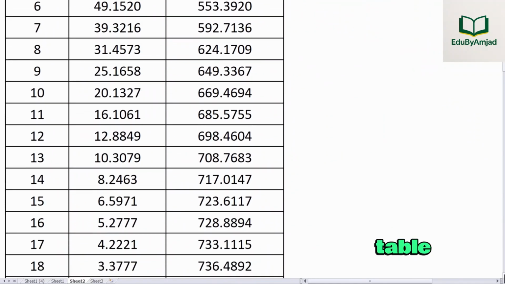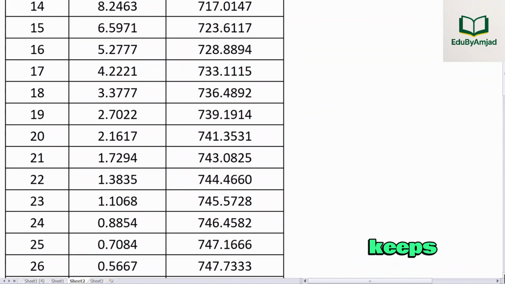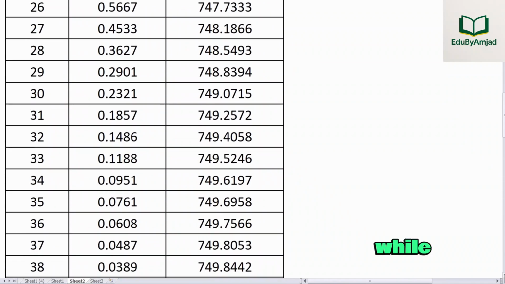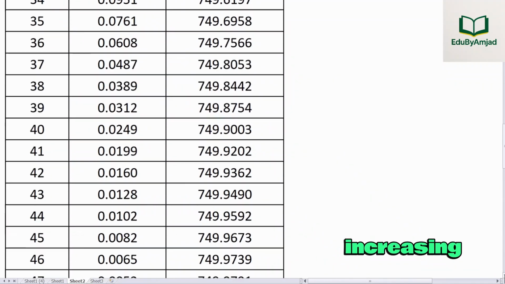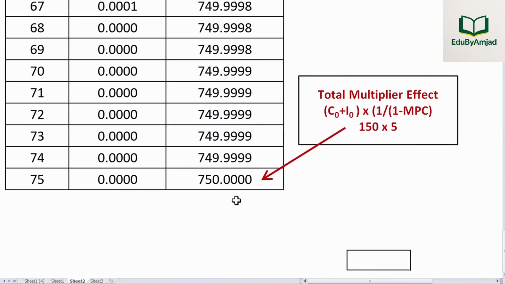As we move down the table, incremental expenditure keeps decreasing, while accumulated expenditure keeps increasing. Eventually, by the 75th round, the incremental expenditure approaches zero, and the accumulated expenditure converges to the equilibrium level of national income, 750, which again is 150 times the multiplier 5.